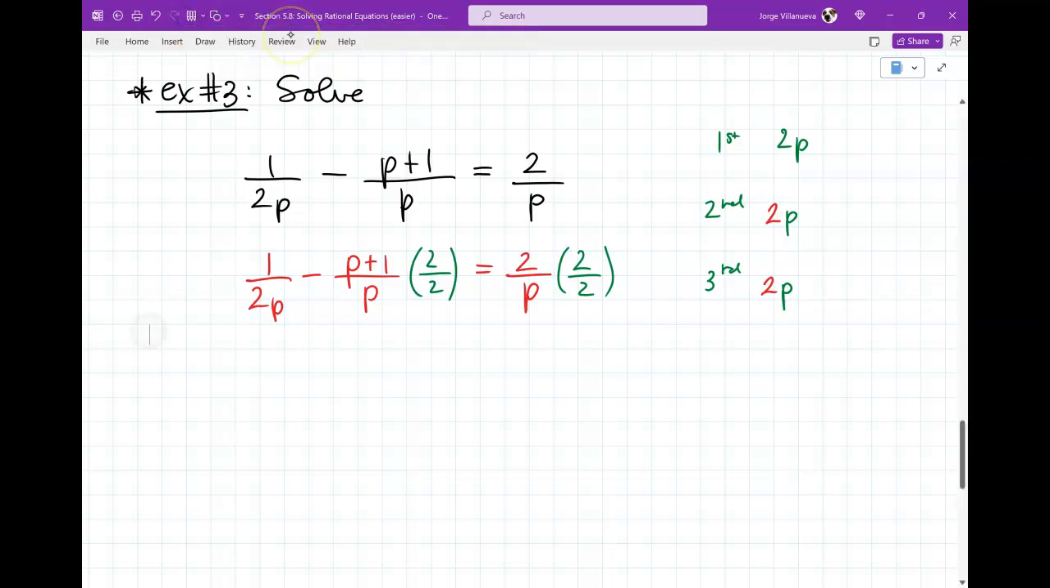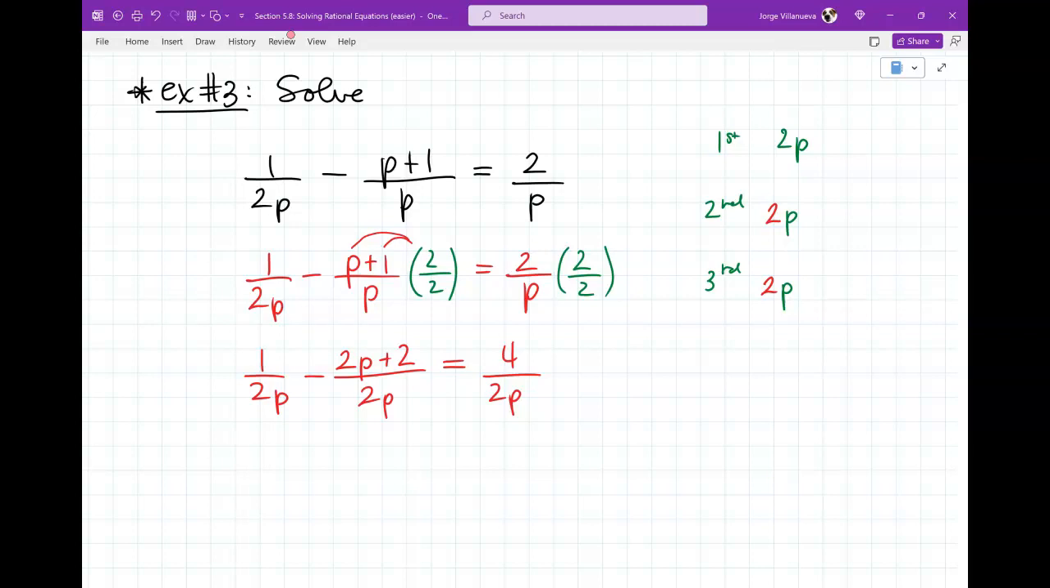All right, so let's rewrite this. 1 over 2p minus. Now, notice the second fraction, the p plus 1, is a binomial, which means you have to distribute that 2. That 2 is going to have to go here and there. So that's going to be 2p plus 2 over 2p. And then on the last one, 2 times 2 is 4 over 2p. Notice all my denominators match, so I know I did it right. If they hadn't matched, then I know something's missing. It doesn't mean you're wrong. It just means maybe you have to do something else, somewhere else, to make it match.